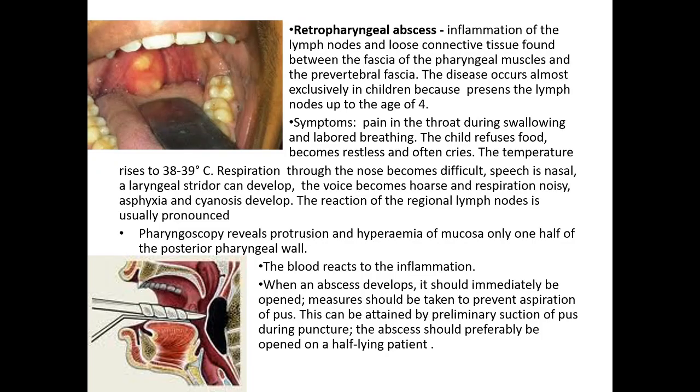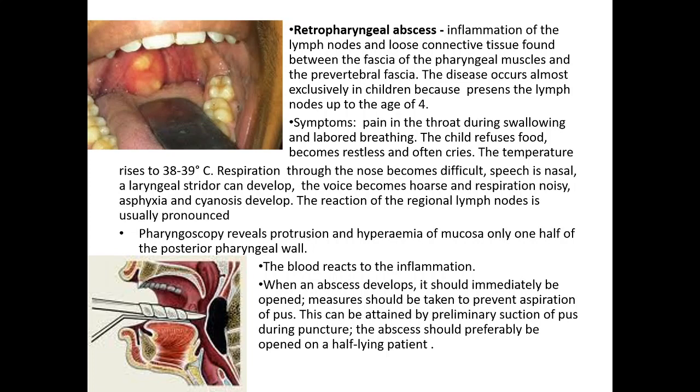Retropharyngeal abscess. Inflammation of the lymph nodes and loose connective tissue found between the fascia of the pharyngeal muscles and the prevertebral fascia. The disease occurs almost exclusively in children because of the presence of these lymph nodes up to the age of 4. Symptoms: pain in the throat during swallowing and laborious breathing. The child refuses food, becomes restless, and often cries. The temperature rises to 38-39 degrees.